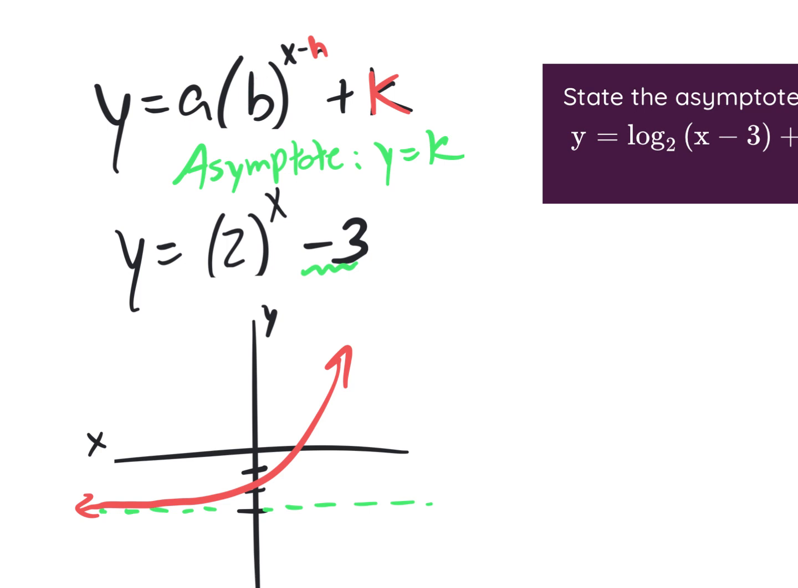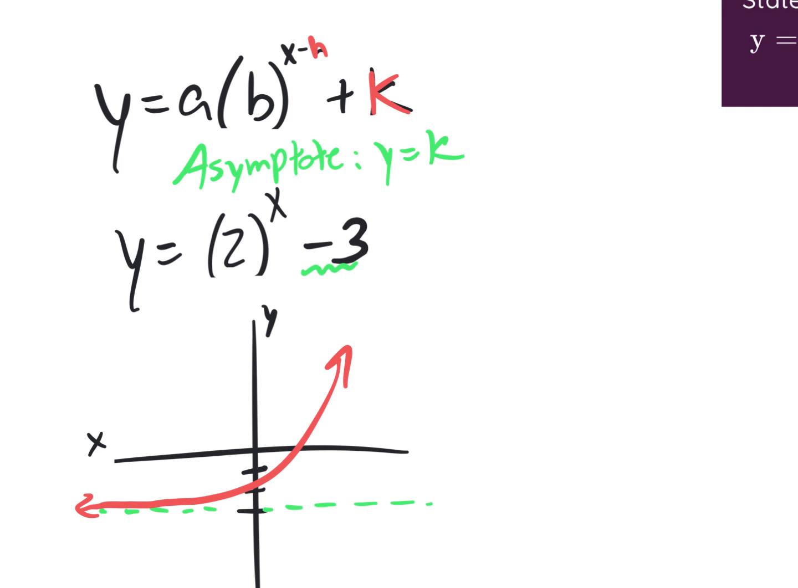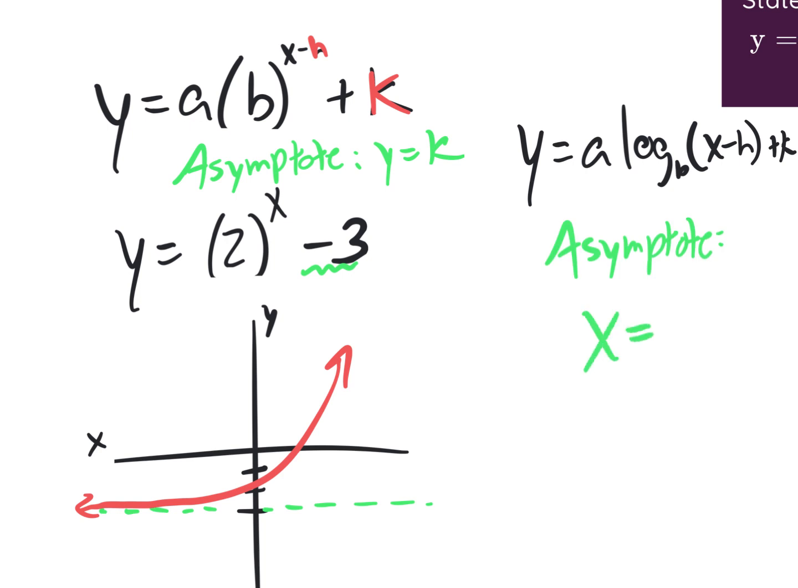Now, when we compare this to logarithms, you have y equals a log base b of x minus h plus k. You still have your h with x, but over here h was with the x up here, and the k value is still at the end being added or subtracted, okay? So on a logarithmic function, your asymptote ends up being x equals h, okay? X equals h.